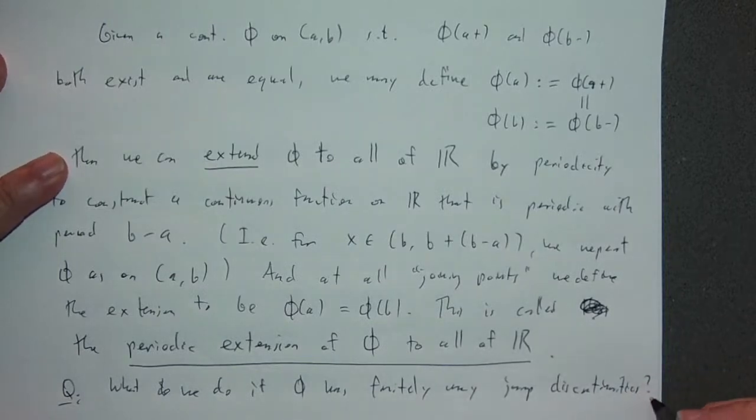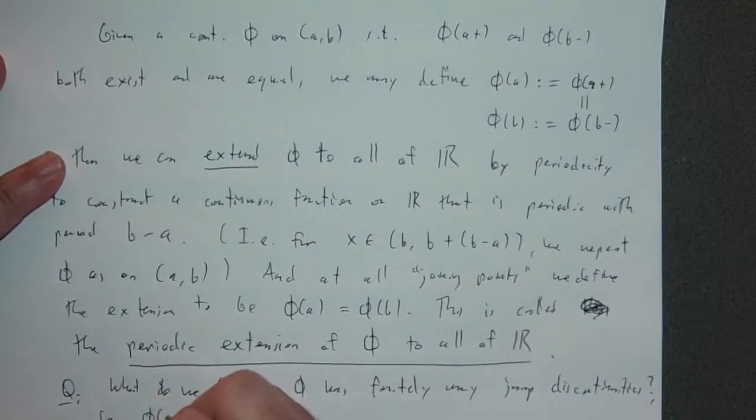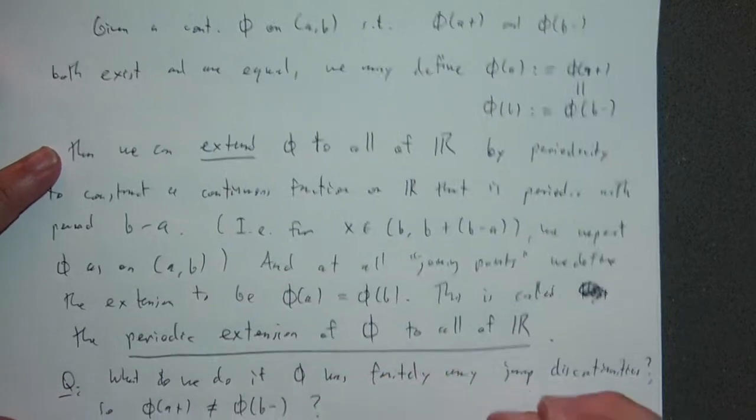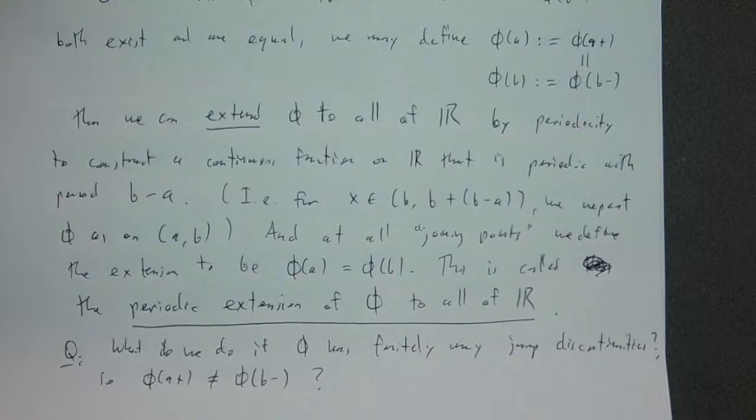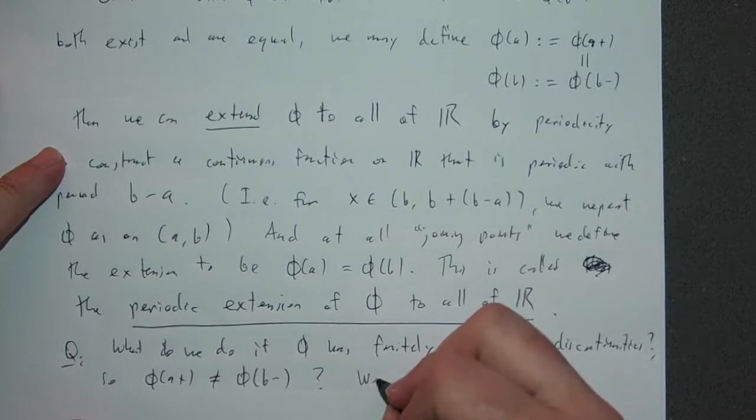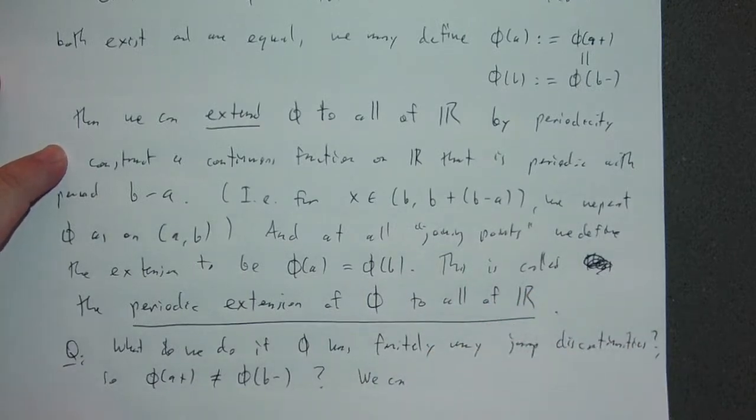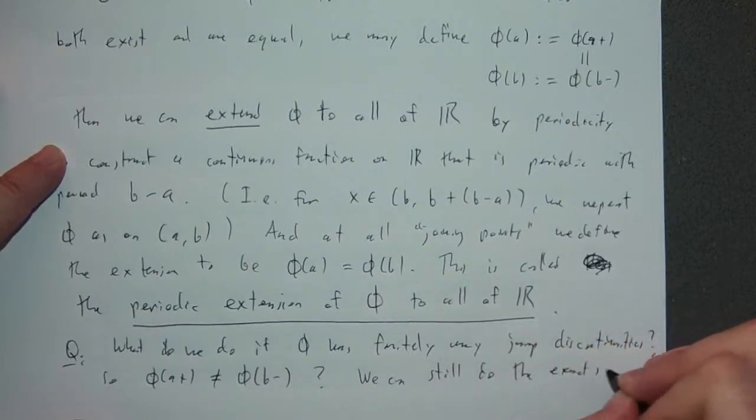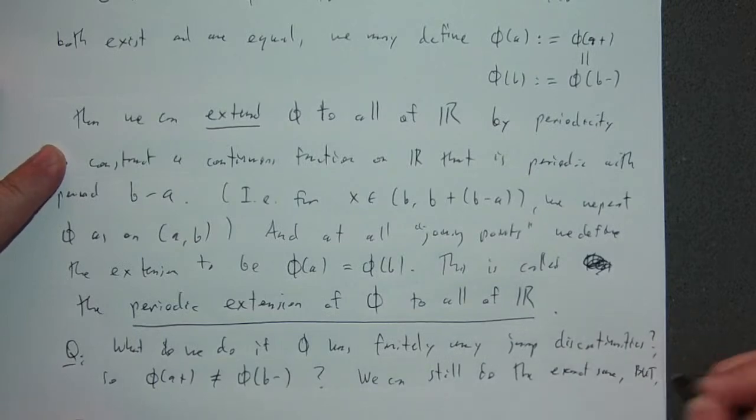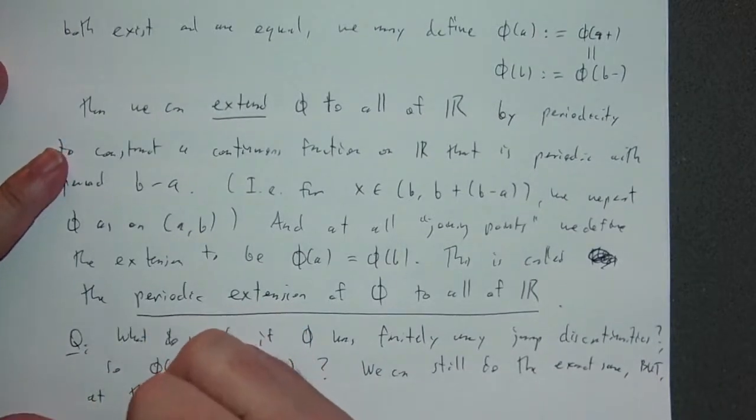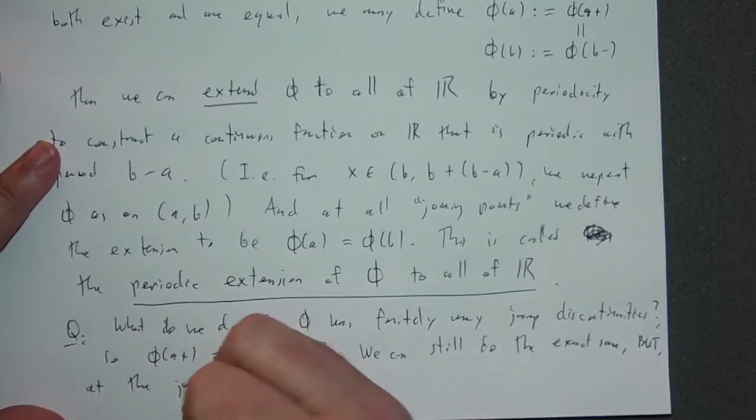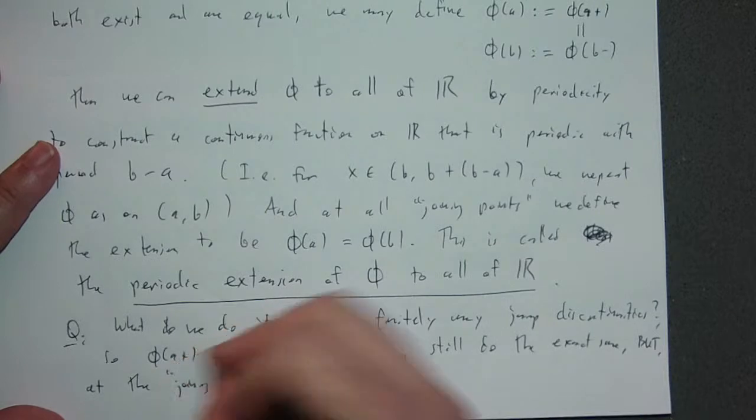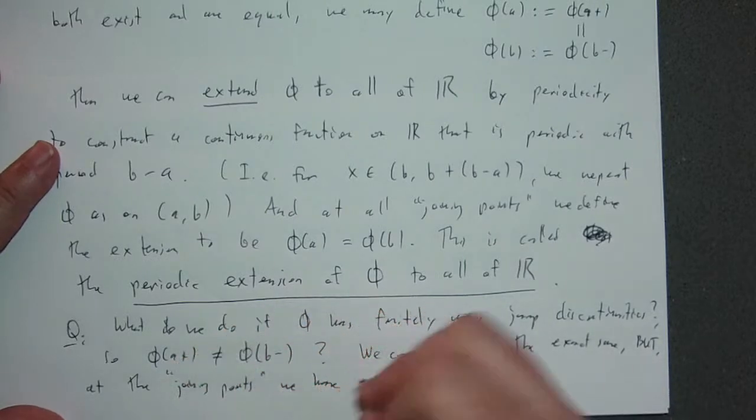Right, so phi of a plus is not equal to phi of b minus. What do you do? Well, we can still do the exact same, but at the joining points, we have to make a choice.